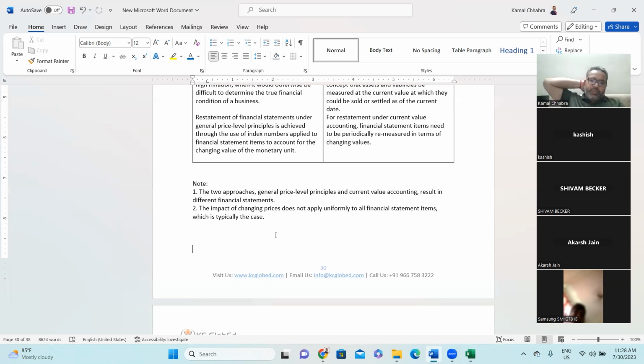And the impact of changing price does not apply uniformly to all the financial statement items, which is typically the case. Whereas in the general price level method, you apply the price index uniformly to all the balance sheet items as well as income statement items. But in the current value method, there would be different replacement prices for the different assets and different replacement prices for the different liabilities. So it cannot be uniformly applied, right? Makes sense?